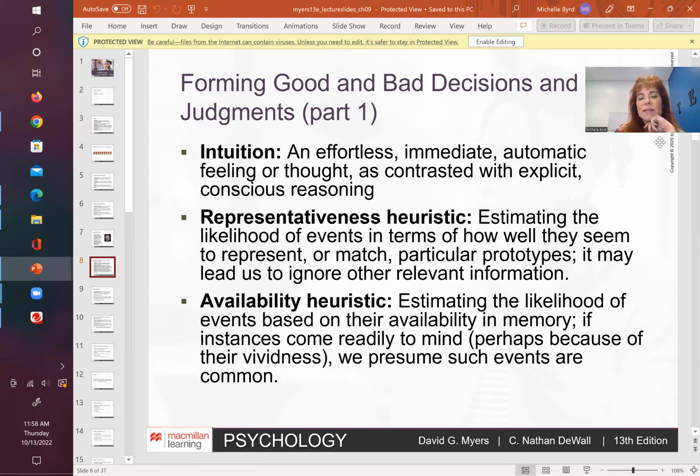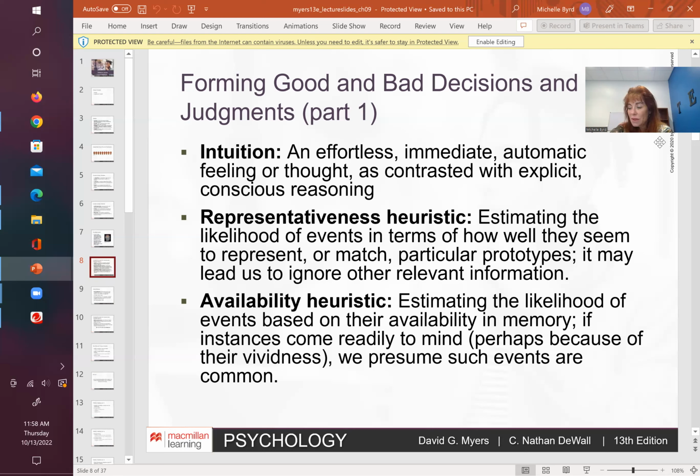Okay, representativeness heuristic is examining the likelihood of an event in terms of how well it seems to represent or match. And that again can be those particular prototypes coming back from that previous slide. It may lead us to ignore other relevant information, which is not a good thing.